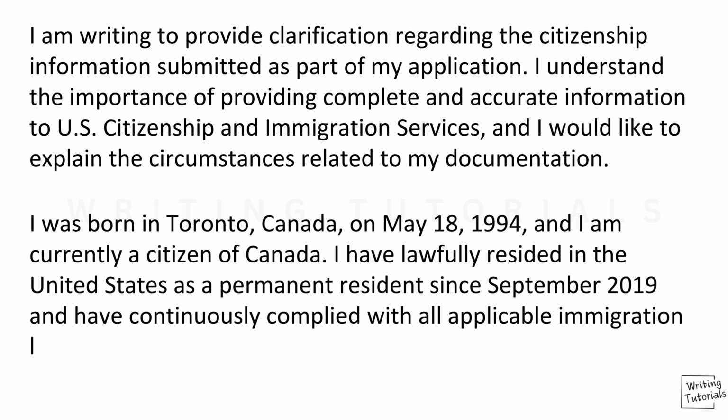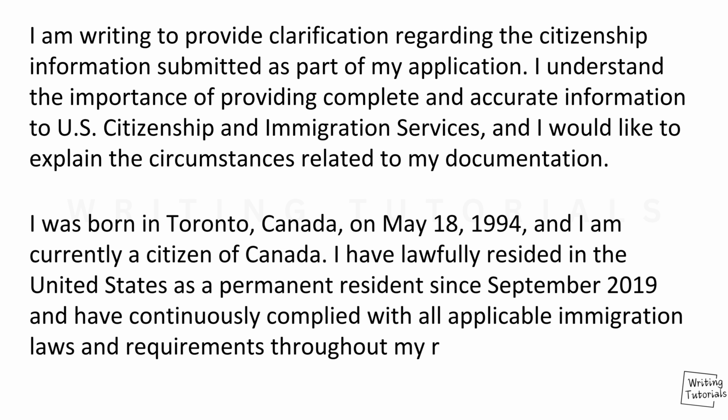This paragraph provides the factual background regarding the applicant's citizenship and immigration history. Whenever you're writing this type of explanation letter, present the facts clearly and accurately. Include information such as your country of citizenship, place of birth if relevant, immigration status, and any other important background that helps explain your records. Avoid unnecessary details that do not relate to the purpose of the letter.